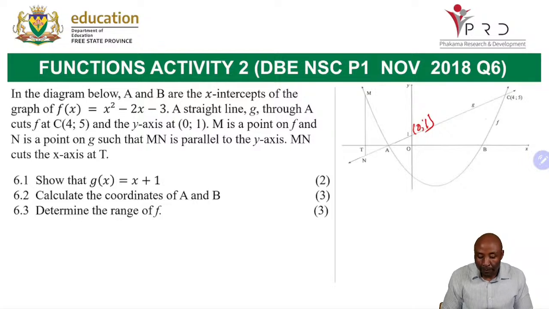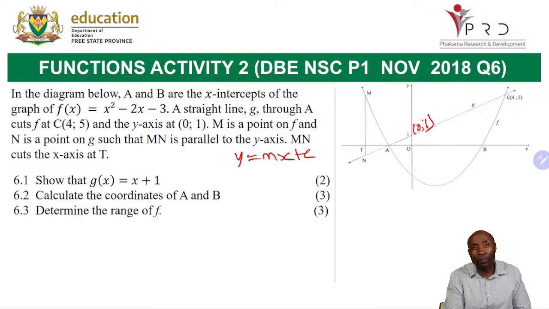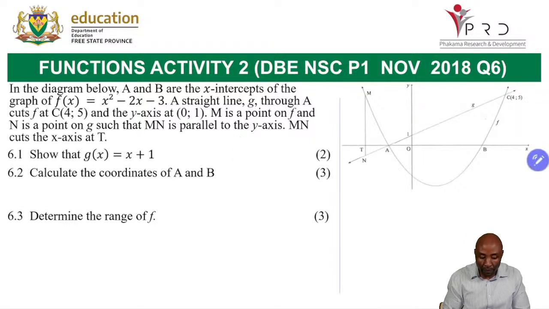Now, already you know that the value of c there on the equation y is equal to mx plus c, we are able to deduce that our c there will be 1. Our job is to show that the gradient is 1. How do you do that? You have 2 points, the y-intercept and point C, to give us the gradient of g of x. And we are able to move on from there.